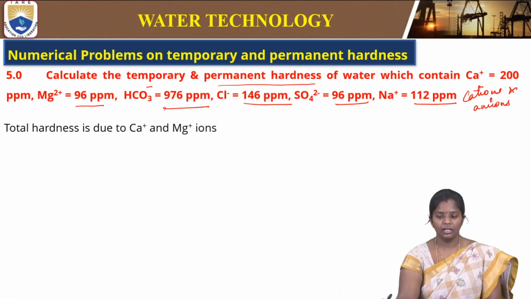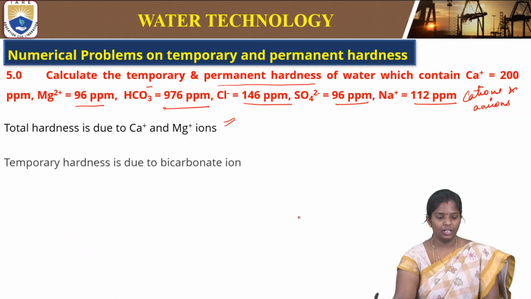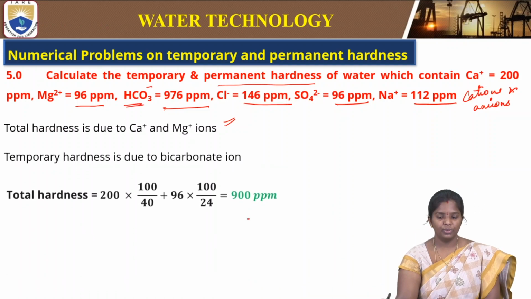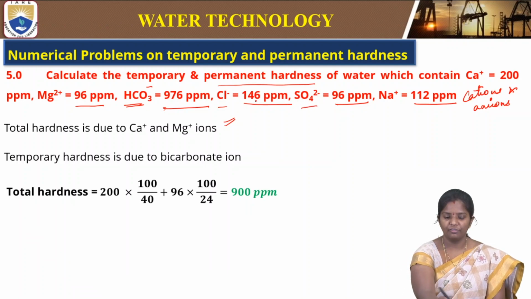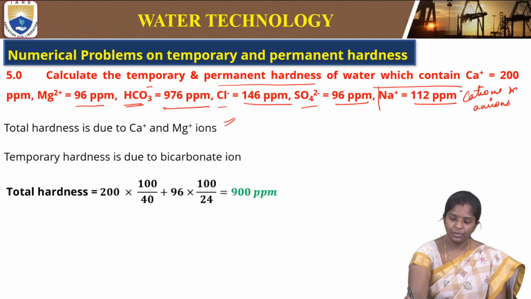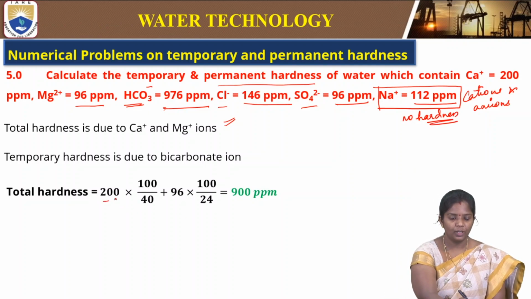So the total hardness is just because of the calcium and magnesium ions that are present in the particular sample, and the temporary hardness is due to the bicarbonate that is present, and the permanent hardness is due to chlorides and sulfates. So this sodium does not contribute to any hardness, no hardness due to these sodium salts.